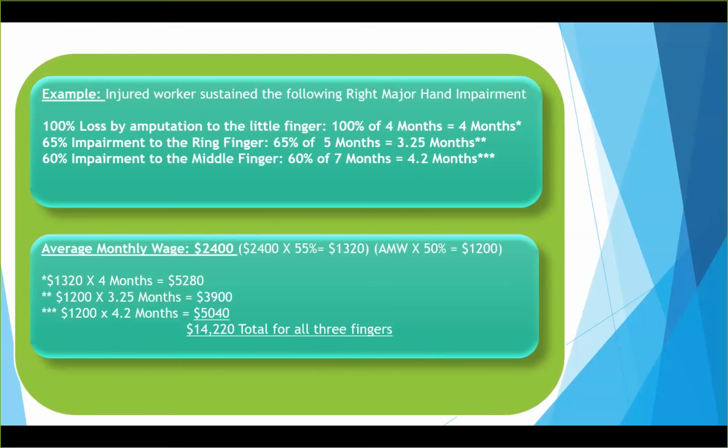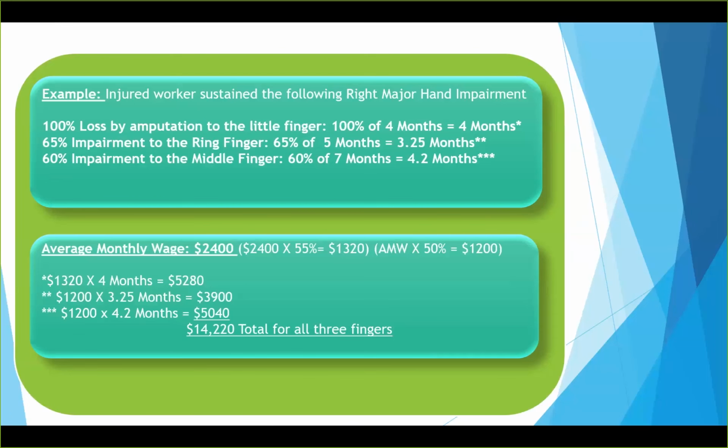Now, in this example, the injured worker sustained the following right major hand impairment. We have 100% loss by amputation to the little finger, 65% impairment to the ring finger, and 60% impairment to the middle finger. Now, because the little finger is an amputation, they're going to get 100% of the 4 months. That's going to bring the average monthly wage to $1,320 times the 4 months for a total award in this example of $5,280. For the ring finger, that's going to be worth 5 months in the law book.